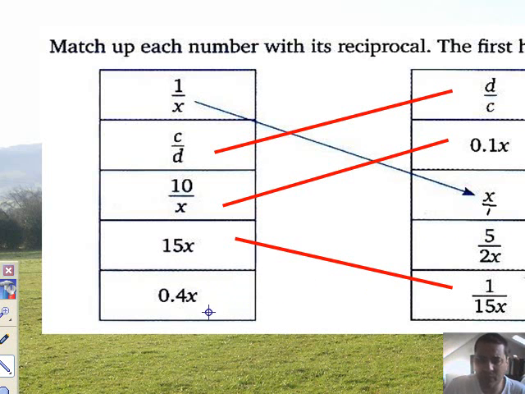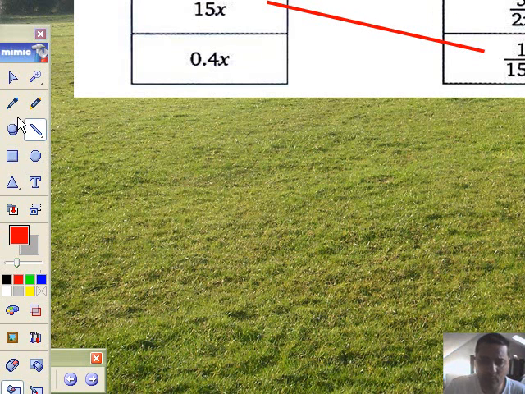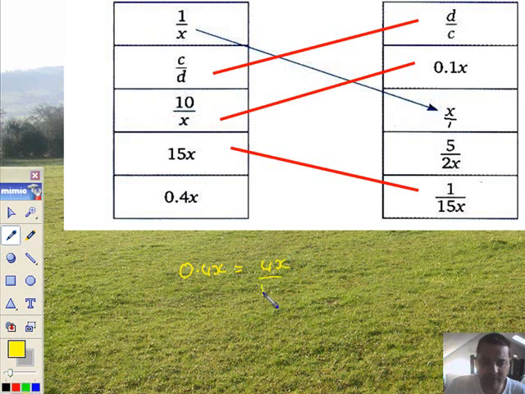We've had this sort of thing before in the previous question. If you look at 0.4x, it means 4x over 10. In other words, 4/10 of an x. In other words, 2x over 5. And then you flip the whole thing. So that goes up, that comes down, and that becomes 5 over 2x.